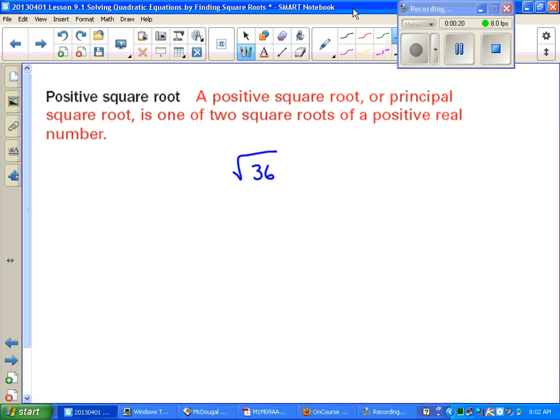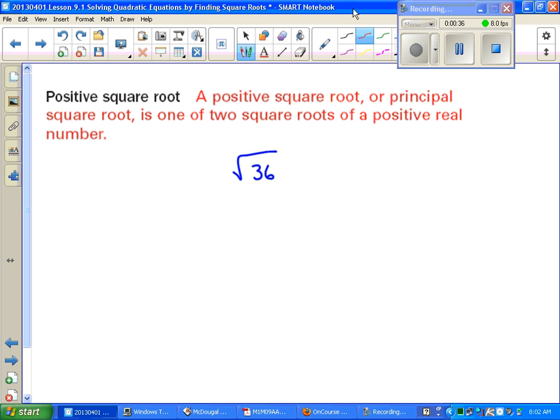First, we have a whole page full of definitions. First one is a positive square root. This is the square root that most people think of when they see that radical symbol, when they see that house or they see that jail, whatever you want to call it. In this instance right here, we have the square root of 36.